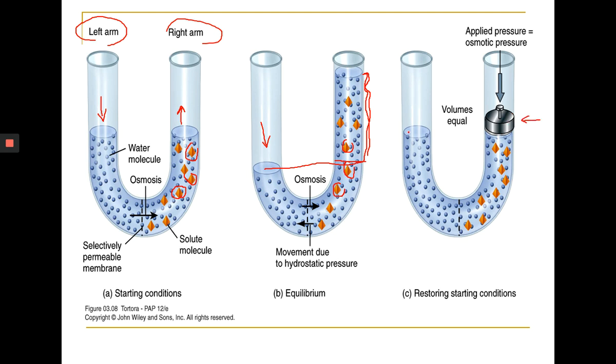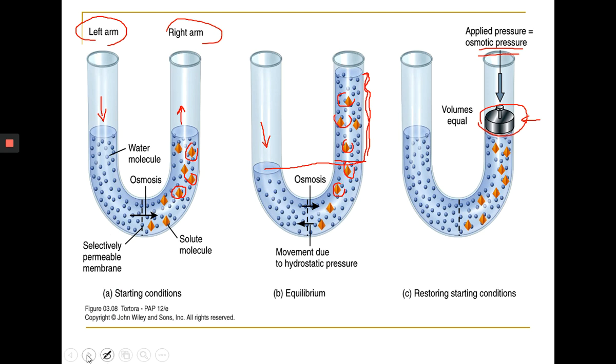We apply a pressure that equals the pressure from the beginning, so we prevented the movement. But this pressure that we apply here must equal the water column. This is what we call osmotic pressure. But the osmotic pressure is the pressure that is due to what? Due to the substance that it holds. The more substance, the higher the osmotic pressure.